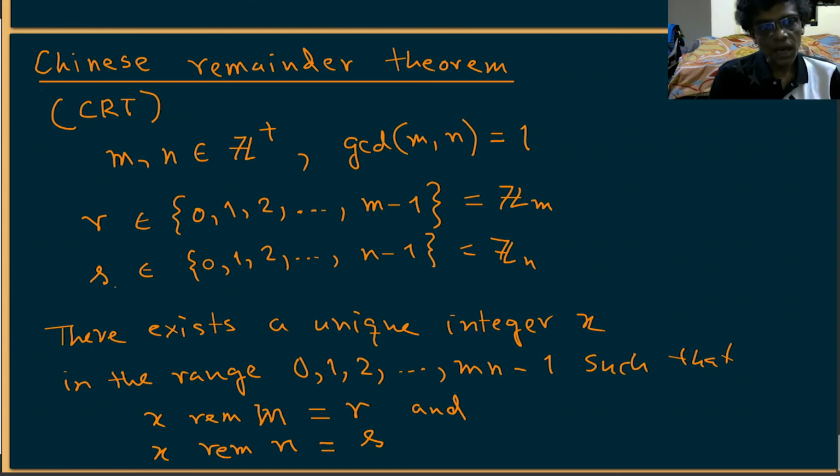So given any r and any s, you can club them together to some number x, no bigger than mn minus 1, such that when I divide x by m, I get the remainder r, and when I divide x by n, I get the remainder s. So this is one form of the so-called Chinese remainder theorem. There are many other ways I can extend this. I can take multiple moduli m1, m2, up to mk, but let us not worry about this. Given this result for two moduli, I can generalize it for any finite number of moduli.